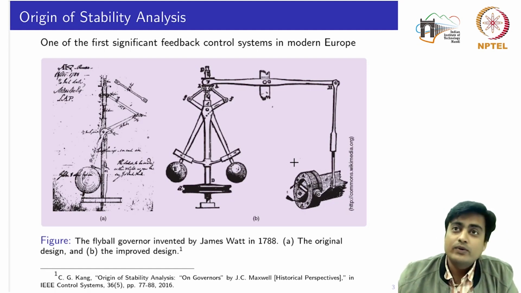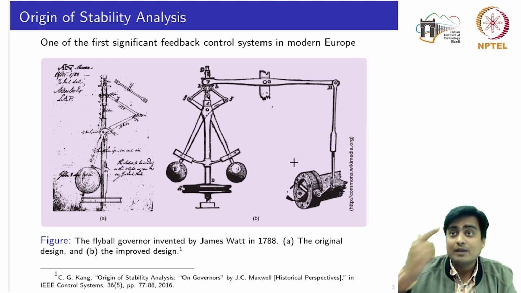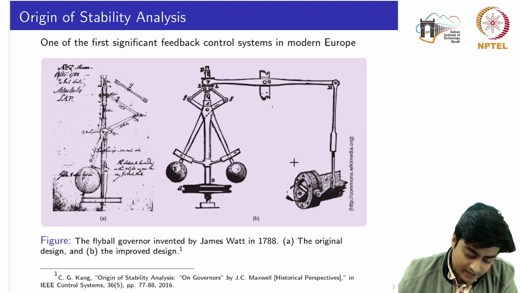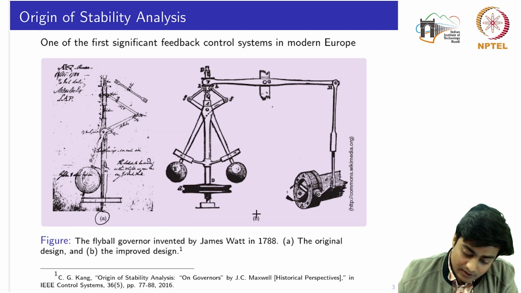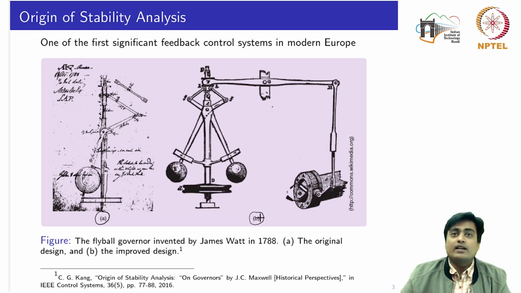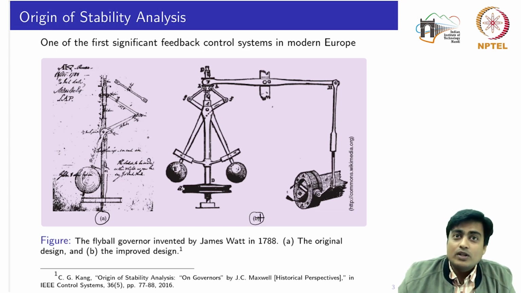So here in this picture, you see the fly ball governor. On the left hand side, in figure A, this is the original design of the fly ball governor. Basically, governors are devices which are used to control the motion of a machine. Here the machine is basically the engine. Later on, the improved design of the governor you are seeing in figure B.